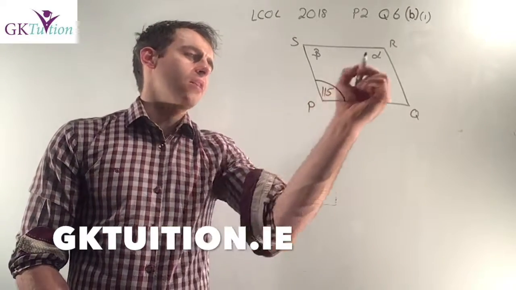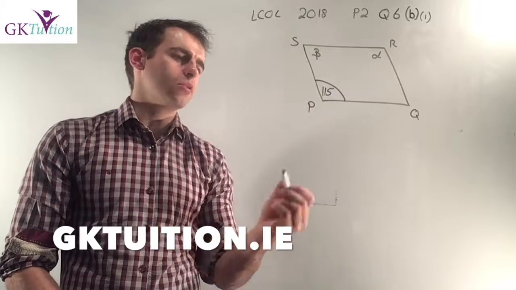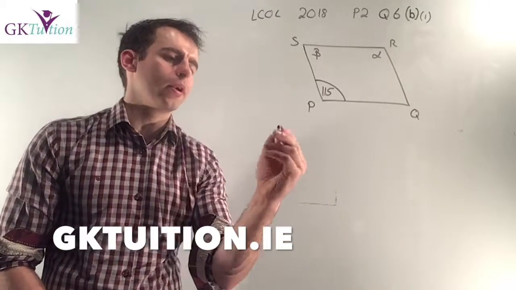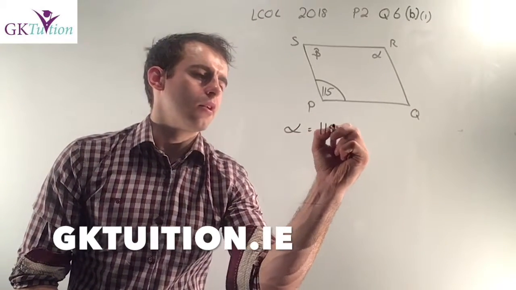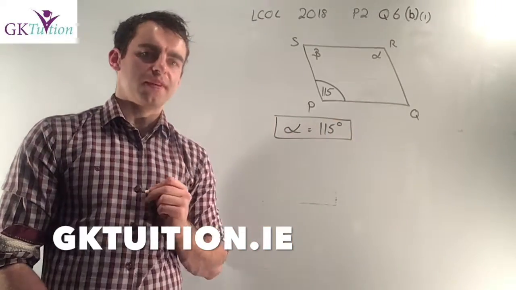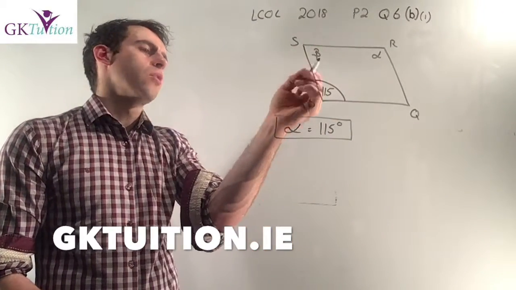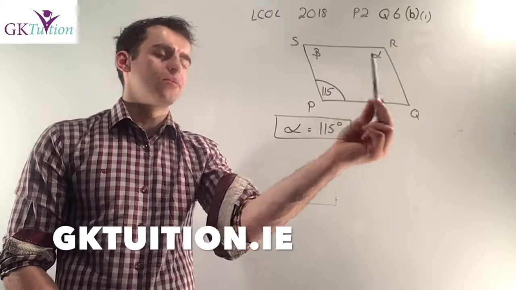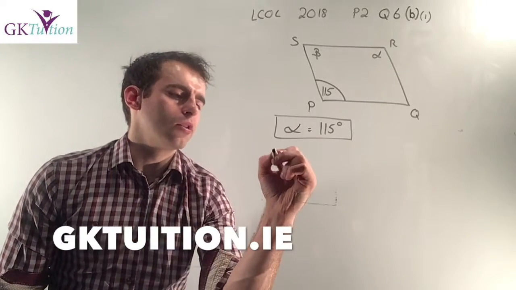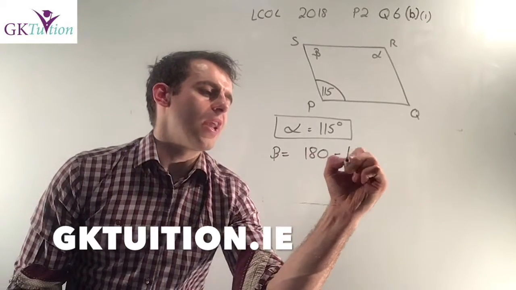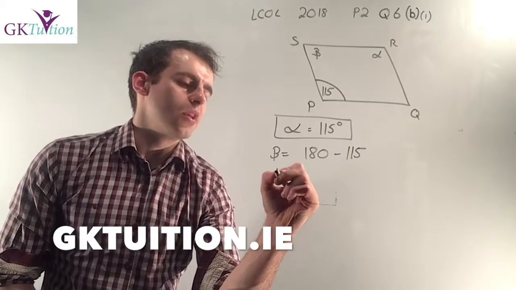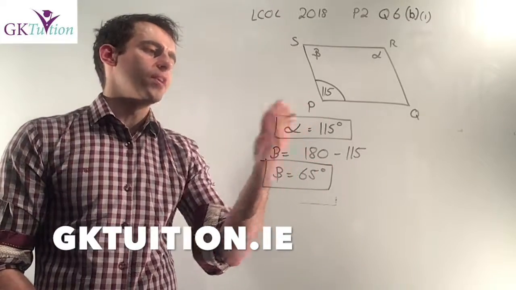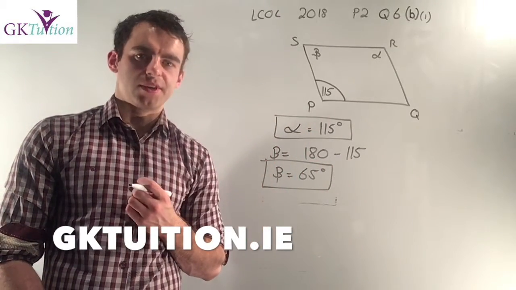You should know that opposite sides and opposite angles in a parallelogram are equal to each other. So that means that the angle 115 here is equal to the angle alpha up here. So straight away you can just write that down. Your first answer is that alpha is equal to 115. Now you should know that beta and this angle need to add up to 180. Or you could view it as beta and alpha need to add up to 180. Either way, in order to work out beta is 180 minus 115. So the angle beta works out as 65 degrees. So your two answers there are alpha is 115, beta is 65 degrees.